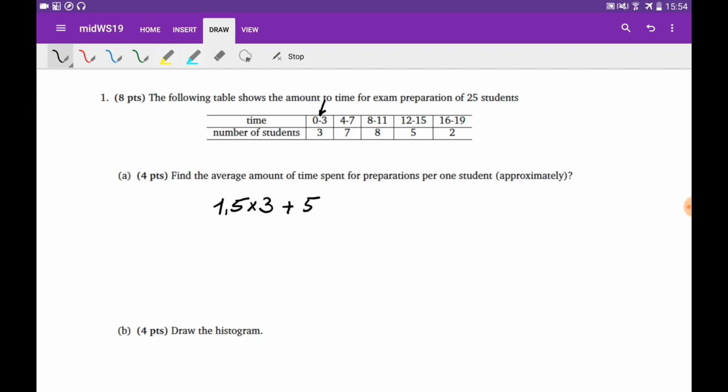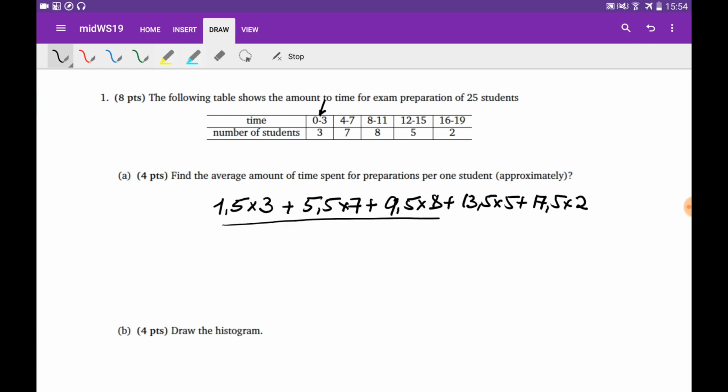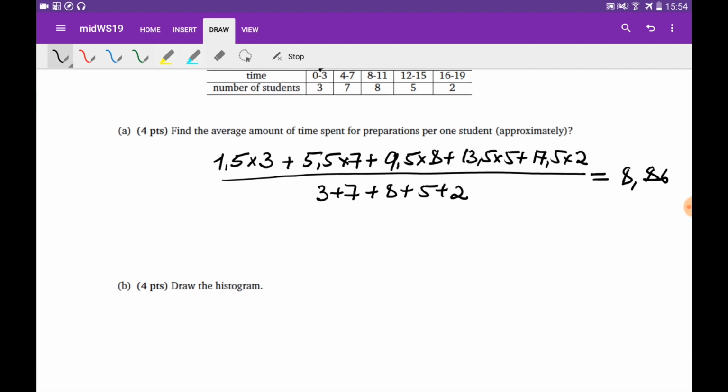So plus 5.5 multiplied by 7, plus 9.5 multiplied by 8, plus 13.5 multiplied by 5, plus 17.5 multiplied by 2, right? This is going to be the sum of all the entries of the data set, and we have to divide this by the number of data points. It's going to be 3 plus 7 plus 8 plus 5 plus 2, which is going to be roughly 8.86.